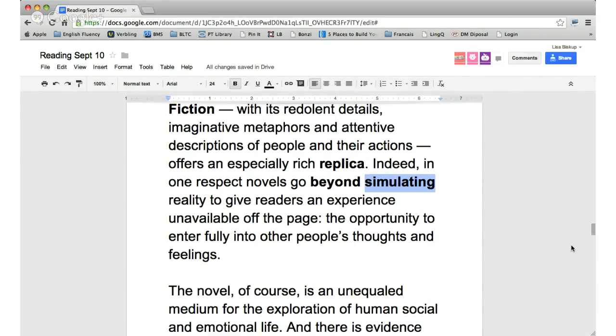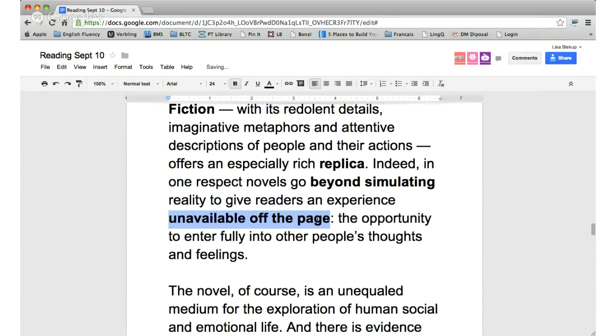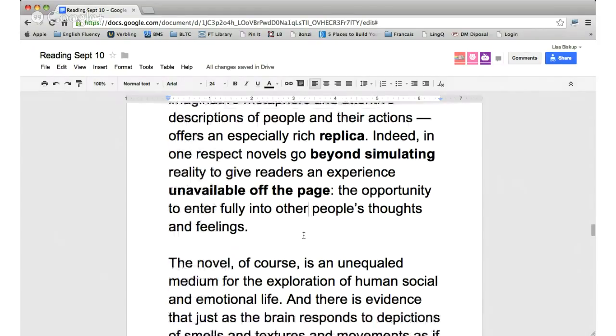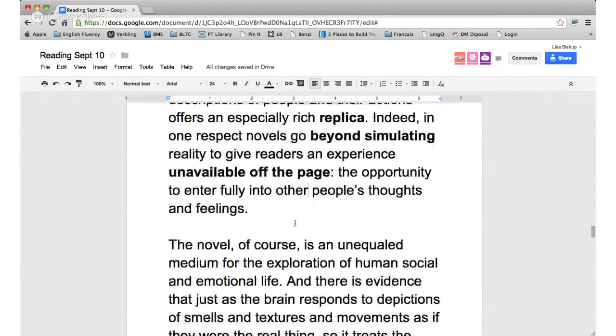Like it feels like I'm there experiencing this, something that is unavailable off the page. So something that hasn't really happened to me in my own life can happen while I read. So that's an interesting thing about fiction. It's not just describing the everyday life of normal people. It might be describing lives of all kinds of other people that you wouldn't ever live, for example.